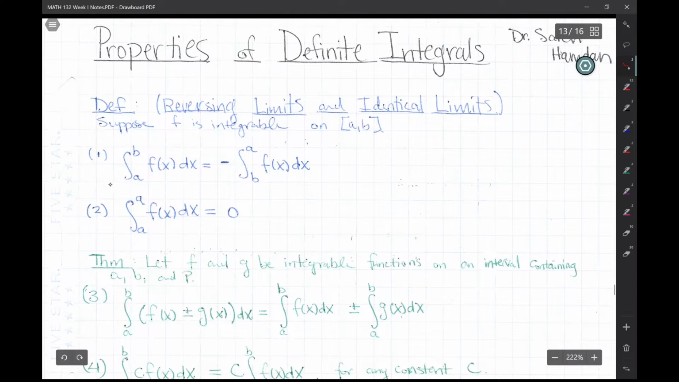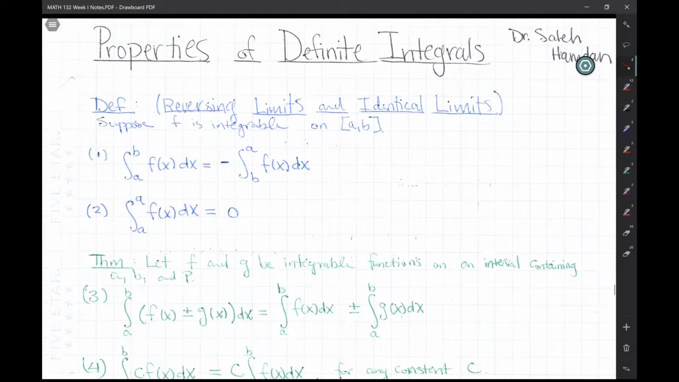We're going to define switching or reversing the limits a and b of this definite integral with a minus sign. So if instead of integrating from a to b, you integrate from b to a, you can do so at the expense of a minus sign. So we have this equality. Basically, reversing the limits means you have to include a minus sign there, so multiply by -1. This is a definition.